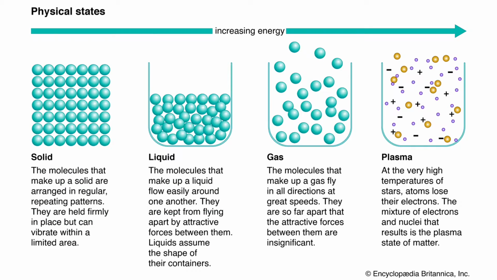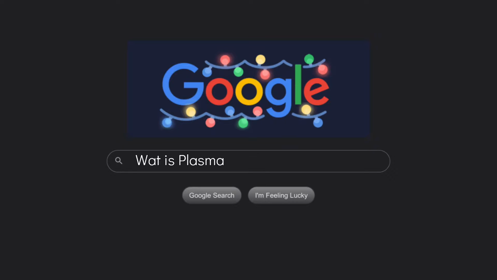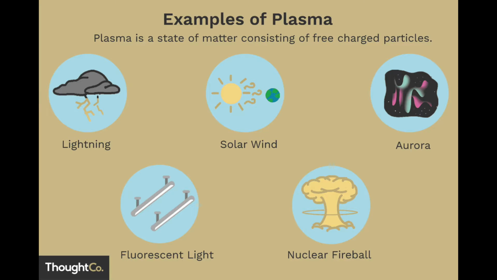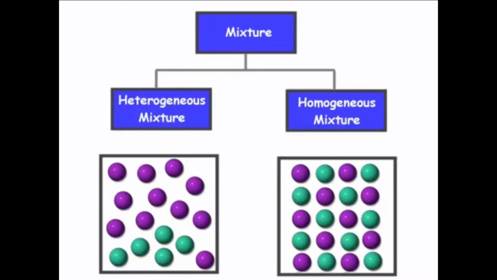Next, plasma. What in the world is this? So basically, plasma is a state of matter consisting of free charged particles, like lightning, solar wind, aurora, fluorescent light, and nuclear fireball.